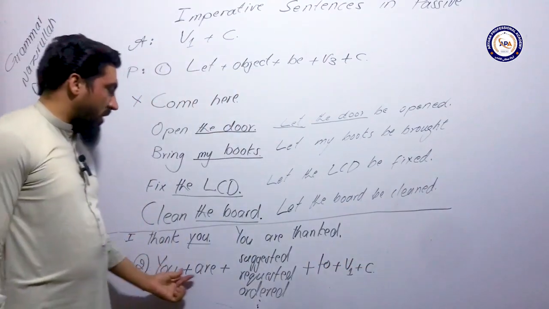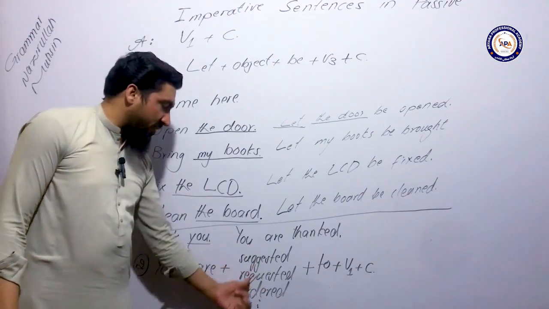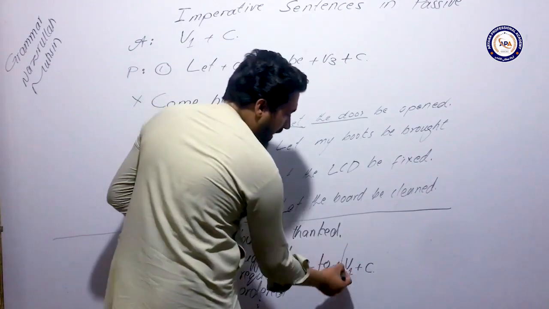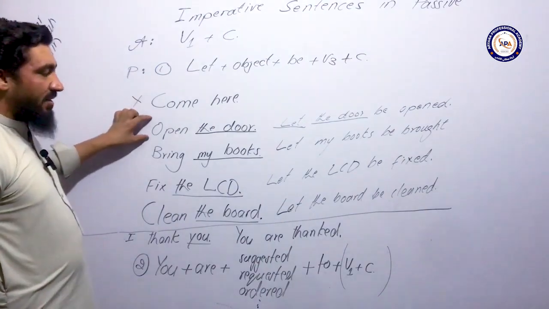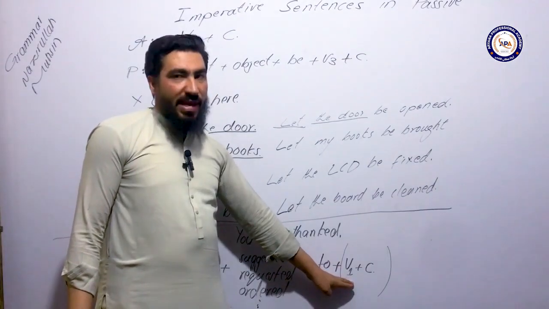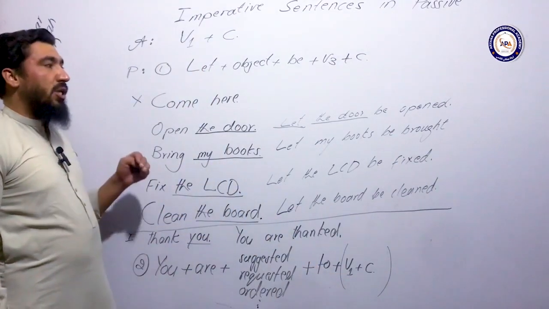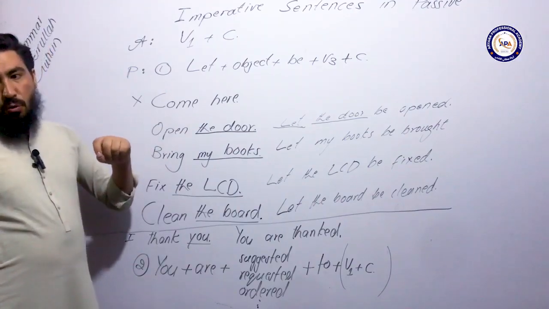We add these words in the passive sentence, you are, plus one of these words, plus to, and then we use the same sentence in active in this structure. And it becomes passive. How? And remember, in this structure, you can change any kind of imperative sentence into passive, whether it has an object or not.